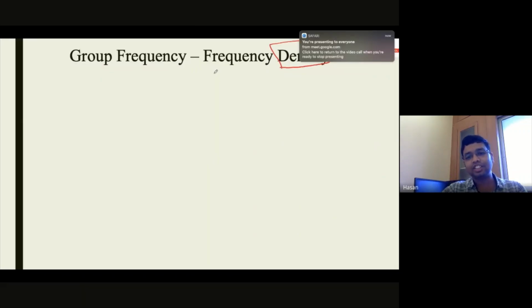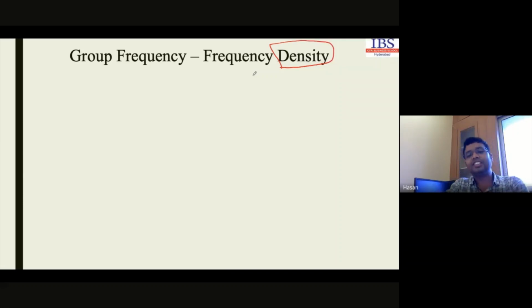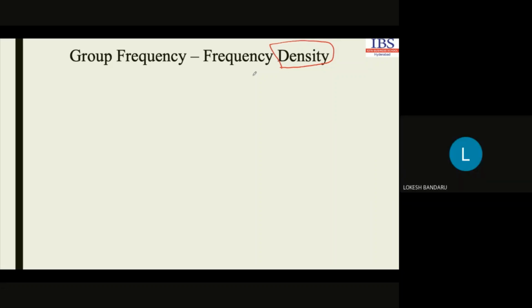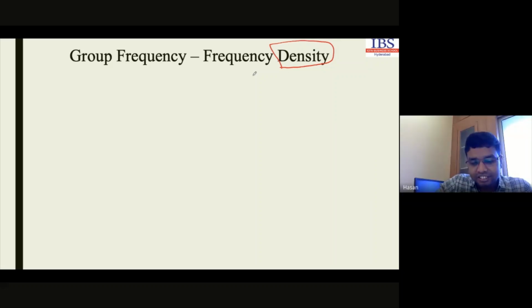The same concept applies here also, frequency density. How do we compute the density here? We have the class frequency. Earlier, how did we compute the density? Density is the mass of the product divided by volume. Mass by volume. This is density, right? So in this case, we can consider the mass as the class frequency.